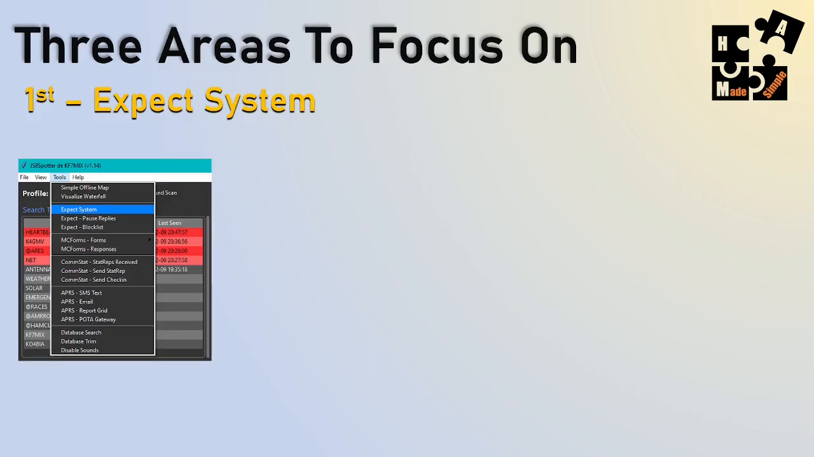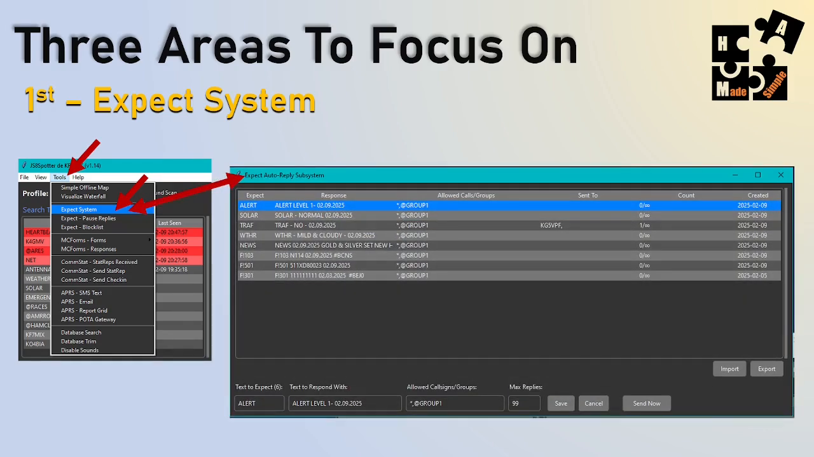So 3 areas to focus on and expect. This is something I wish someone would have told me right off the bat. There are so many things when you open up an app and it has view, file, tools. Here's what I'm telling you. 3 areas. Expect system: make sure that you go under Tools, hit Expect System, and this is what it pulls up. This is the Expect auto reply system.